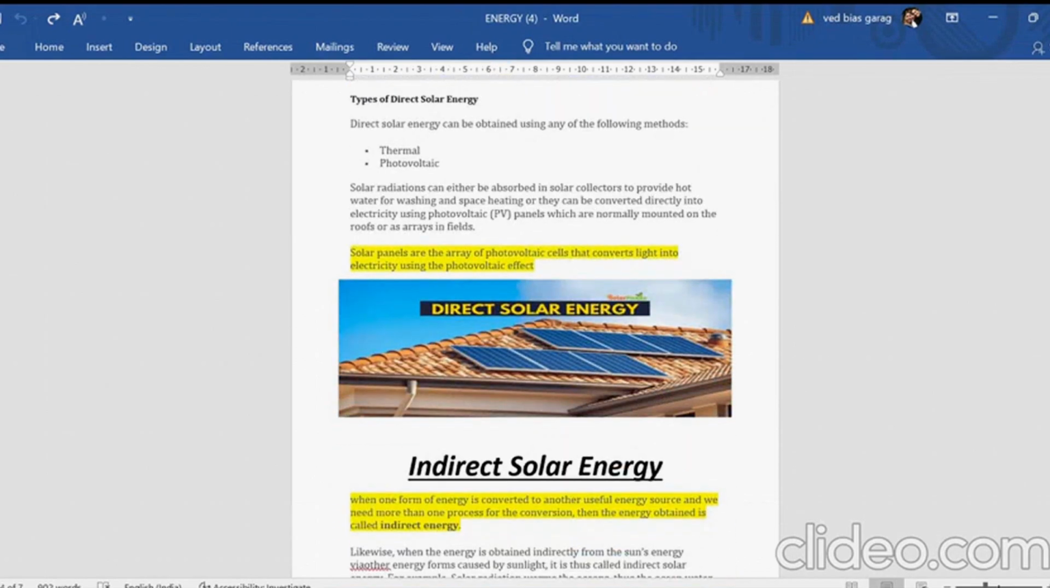Solar panels are the array of photovoltaic cells that convert light into electricity using the photovoltaic effect.